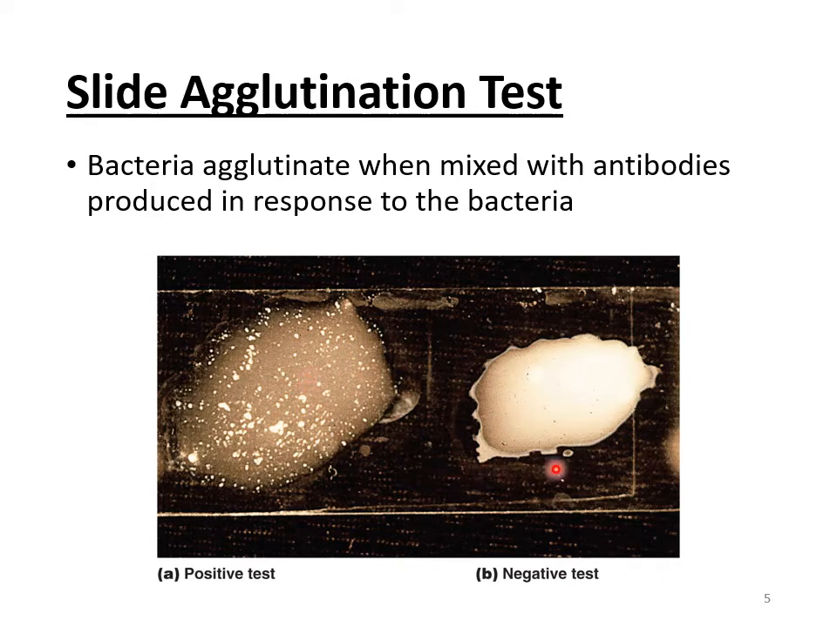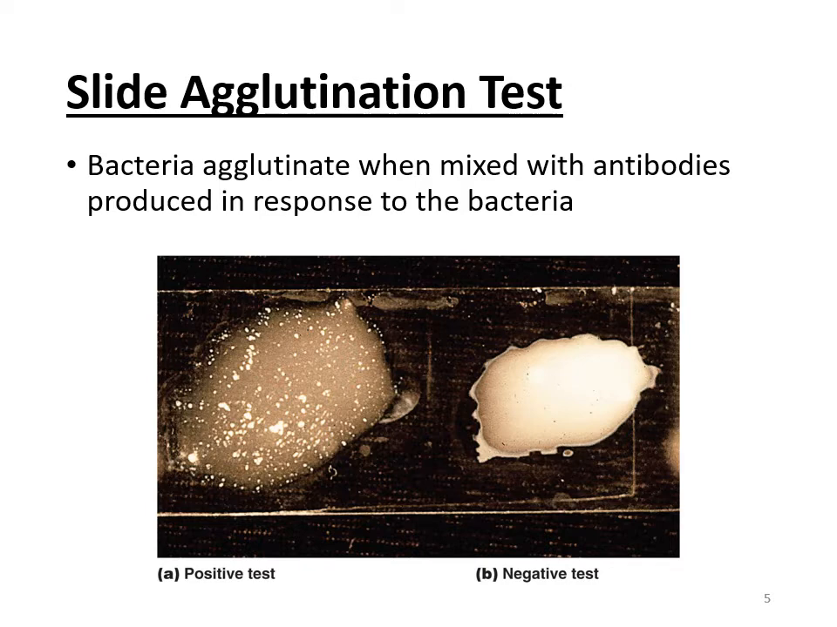Whereas if you have the antigen on the slide, and then you put the patient's serum on top of it, and that patient is not infected with that particular bacteria, then there's no antibodies present. There's nothing to bind and clump to that antigen. So it just stays a nice even smear.